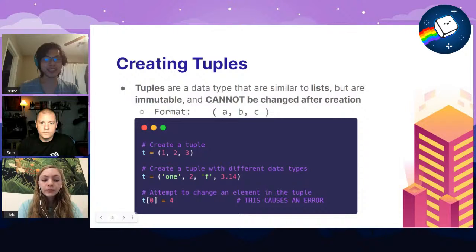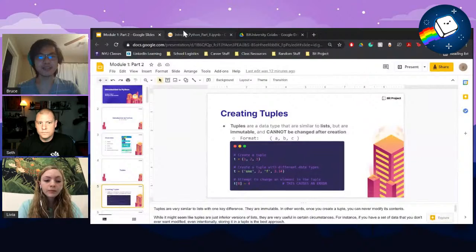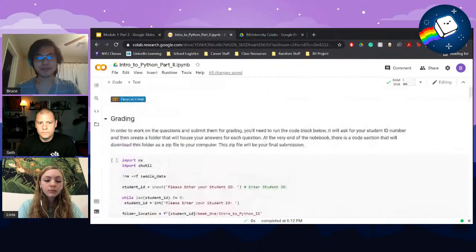Now, whenever I want to index T at 0, we're going to put 4 now. Fine. But now, if we try this with a tuple, this doesn't work. And I guess we could do a live example of this.